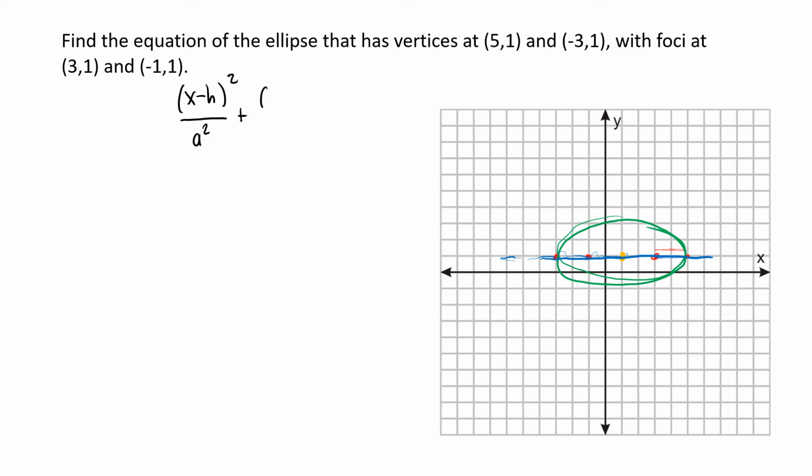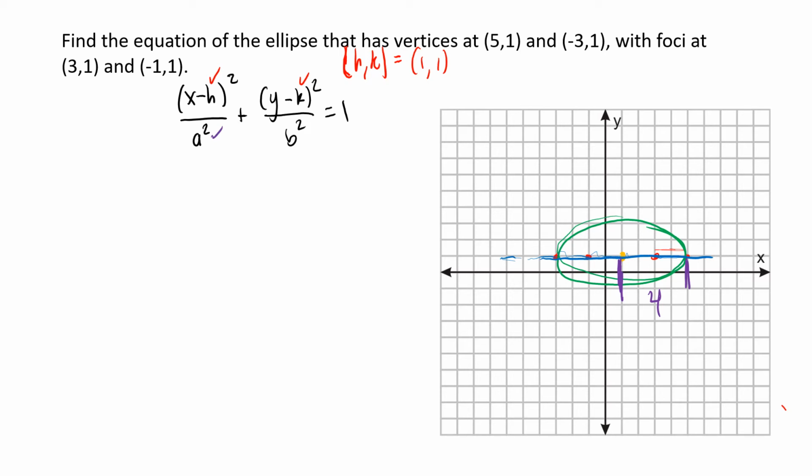X minus a quantity squared divided by a squared plus y minus k quantity squared divided by b squared equals 1. So we already have HK. HK from our graph is 1, 1. Easy. We also were given A in this problem. A is just the distance from the center to a vertex along the x direction. So that's 4. So A is 4.